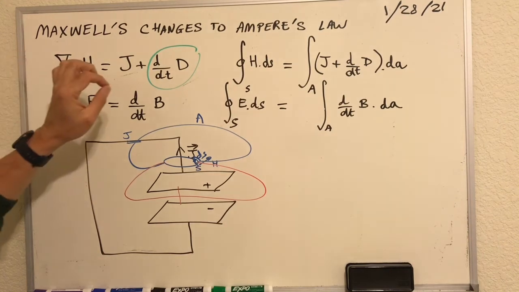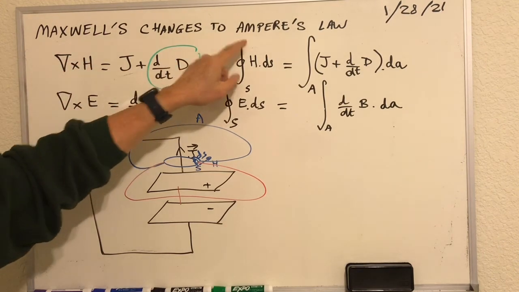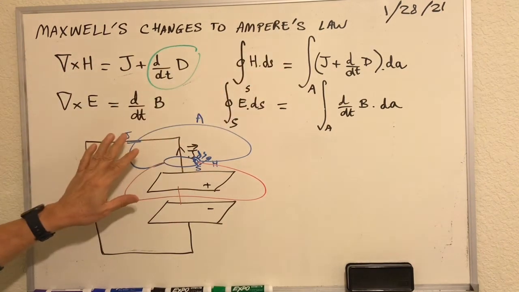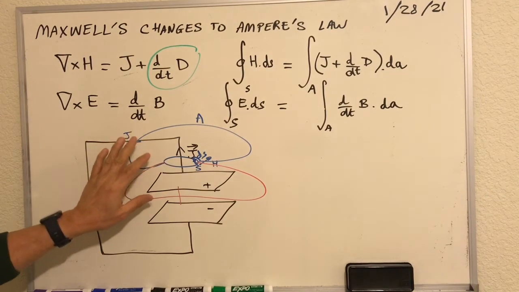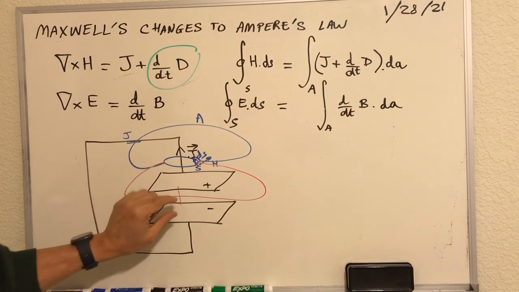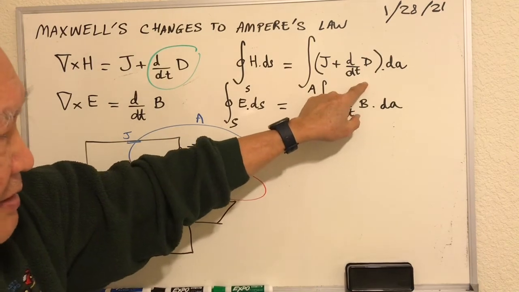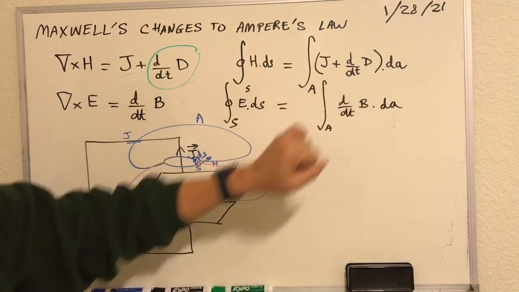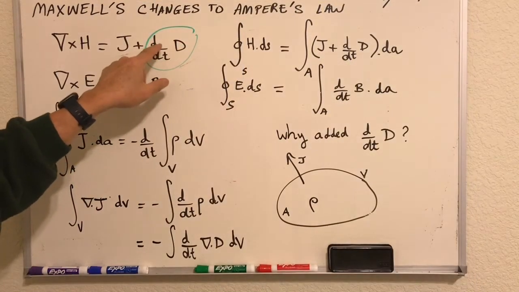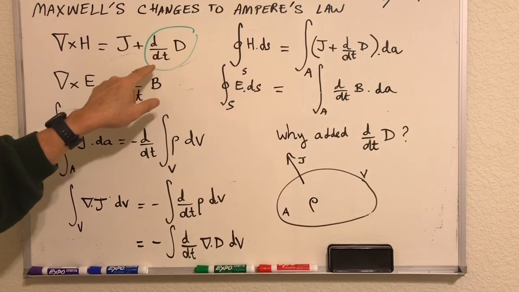Maxwell saw a boundary condition issue with Ampere's law and postulated that we need to have this time varying component of the electric displacement. Why do we add the derivative of D with respect to time?